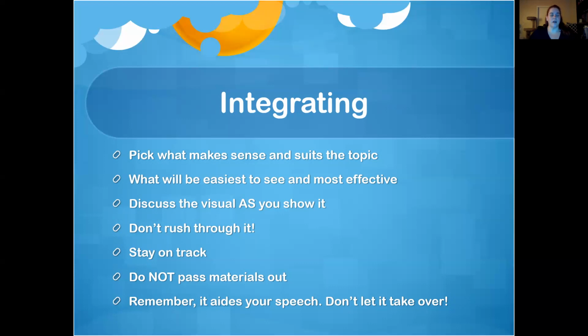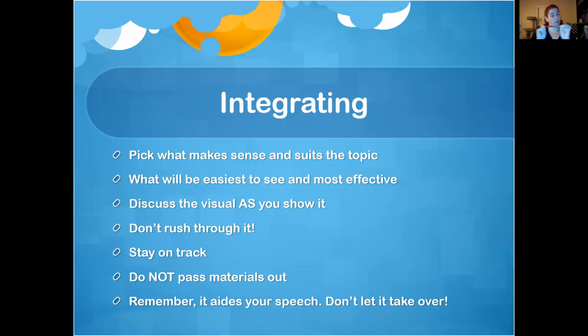But anyway, integrating. So pick what makes sense and what suits your topic. If you are doing a topic over why you shouldn't drink and drive, having pictures of kittens and puppies probably isn't going to really make sense, and it's really not going to suit that topic. What will be easiest to see and most effective? Again, easiest to see, no small text. Don't use teeny tiny little pins and expect that everyone's going to be able to see what you're talking about and what you're pointing at. That is not easy to see, and it's not really effective either.